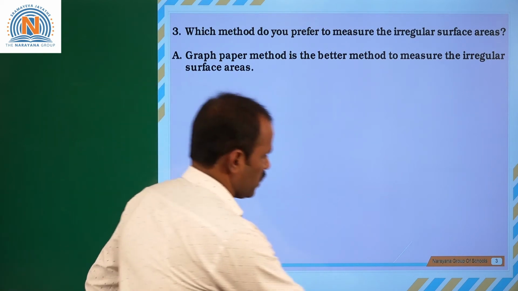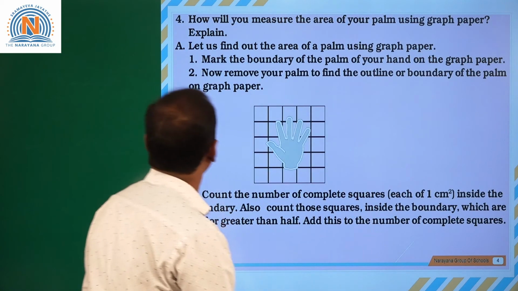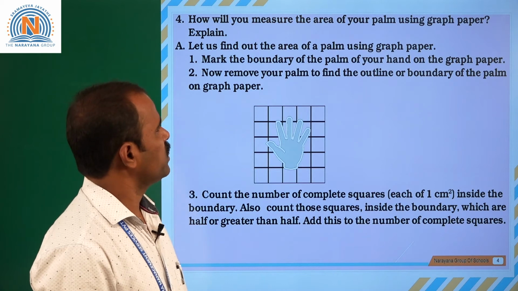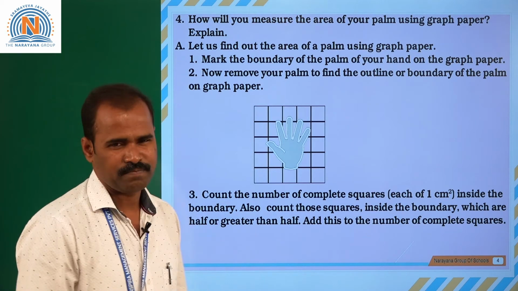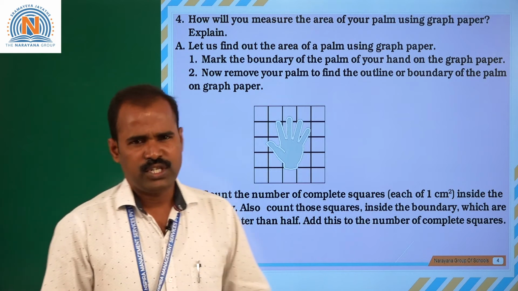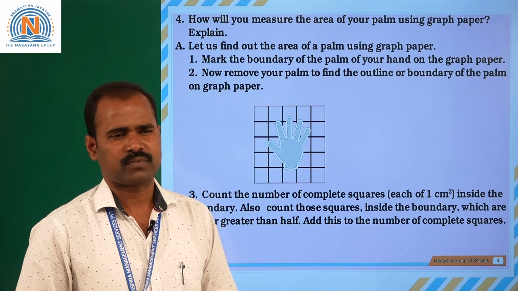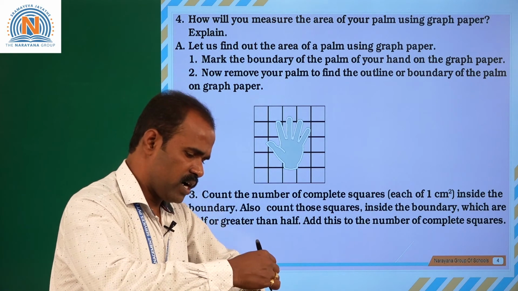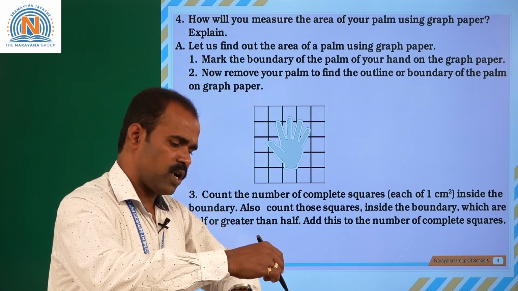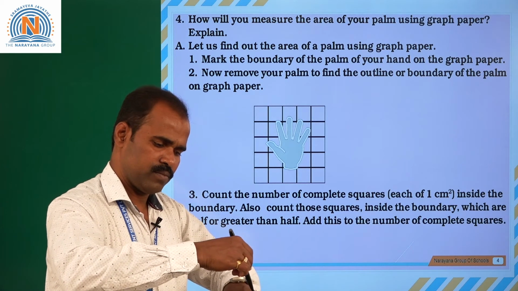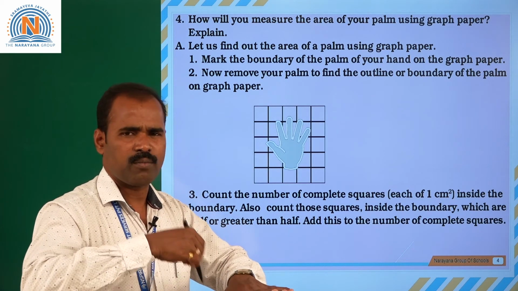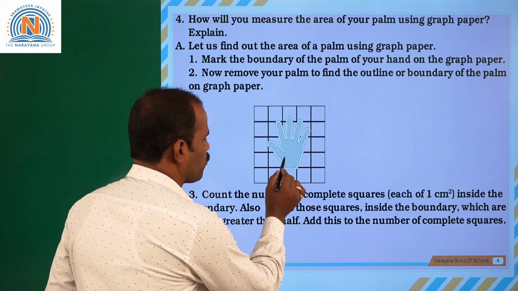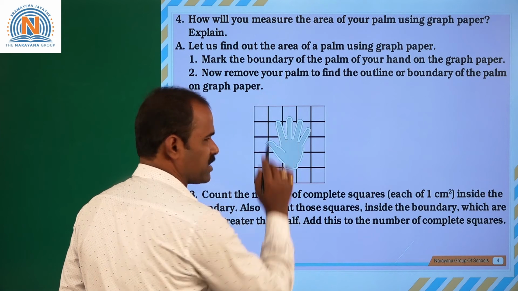Next question, how will you measure the area of your palm using graph paper, and explain. First you have to take the graph paper, place your hand on the graph paper and draw the outline of your palm, then remove it, then count the number of complete cells.